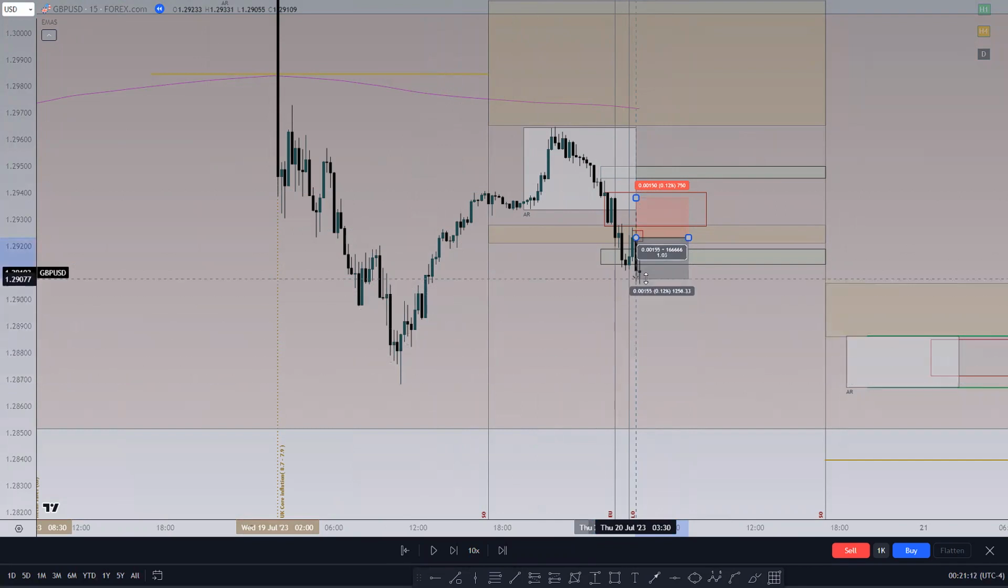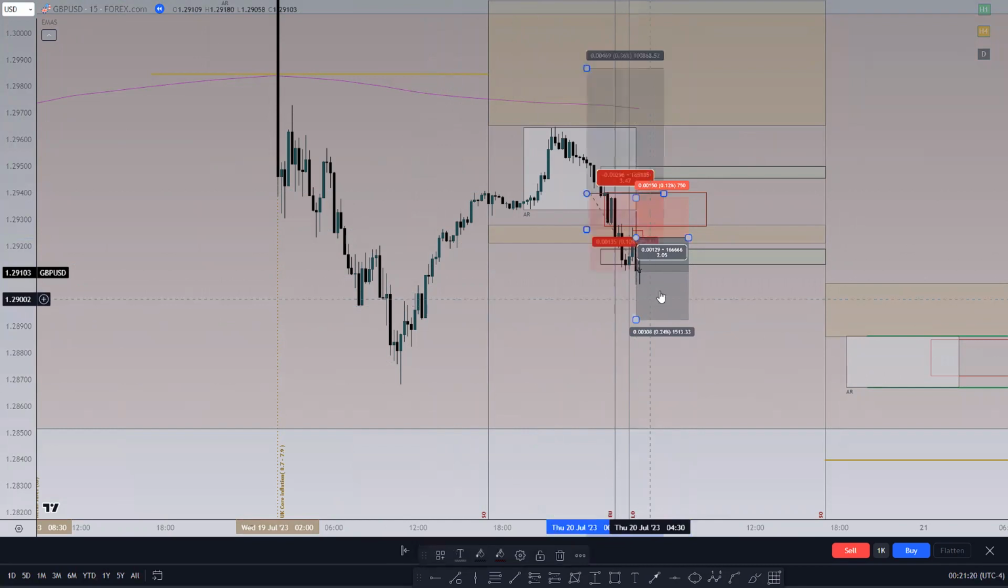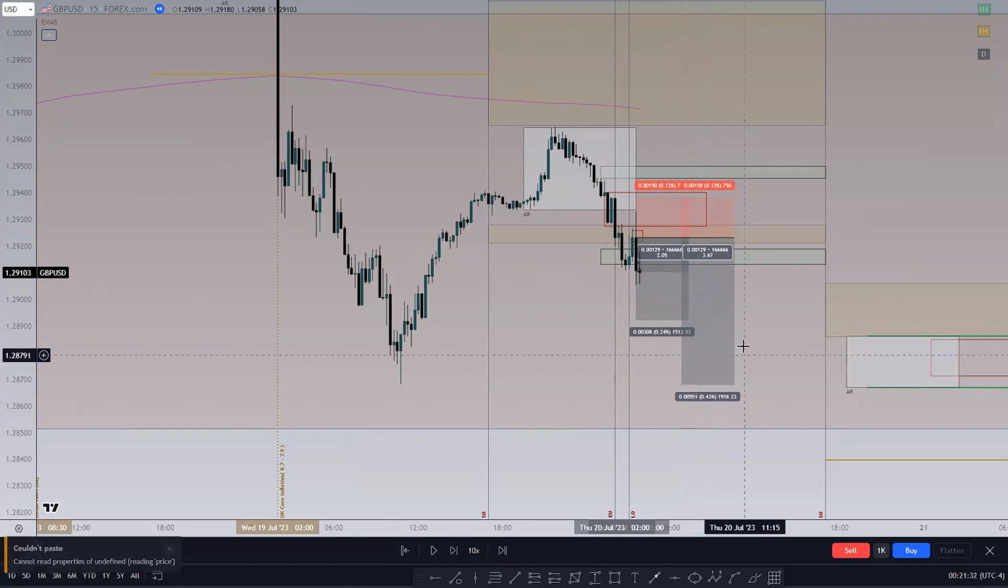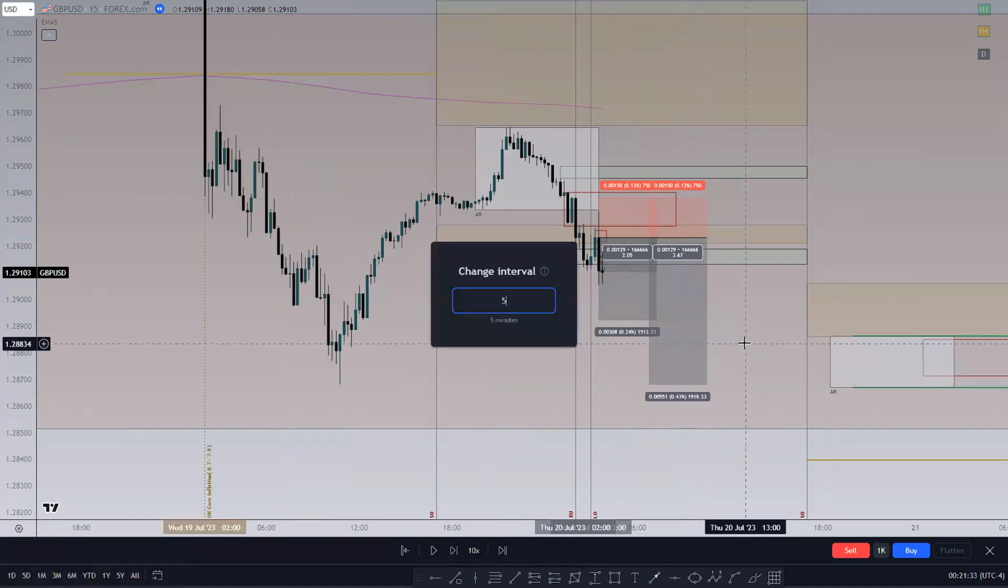So your primary target again, we're just looking at this, we can see that there's an imbalance right there, and there's a swing low down here. So I'm going to go for a 1 to 2 R to R at the swing low. And then the secondary target I'm going to go for is a 1 to 3, 1 to 4 at the recent low, which is where that H4 SST is. Okay, simple as that.